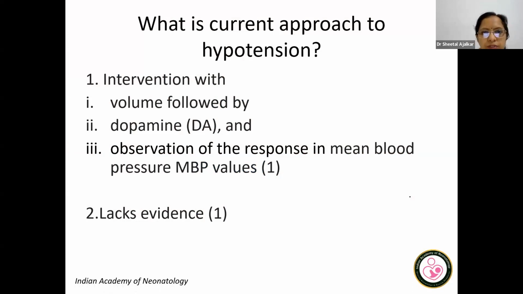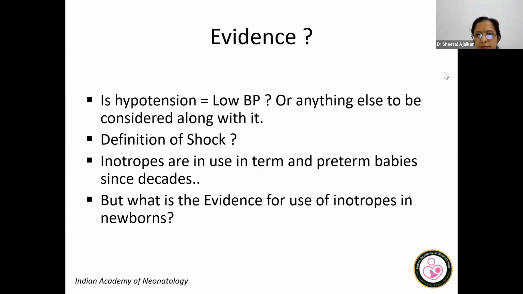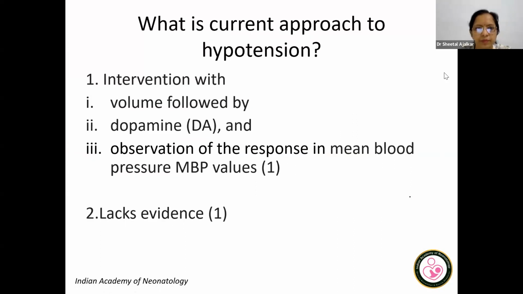What is the current approach to the management of hypotension? Whenever any baby is in hypotension, the first thing is the baby is given some volume, a fluid bolus, followed by dopamine, and then we observe the baby for the response in the mean blood pressures. This is the current approach which is followed in maximum of the NICUs. Obviously, there have been refinements, but this is the approach which was followed empirically for many years.